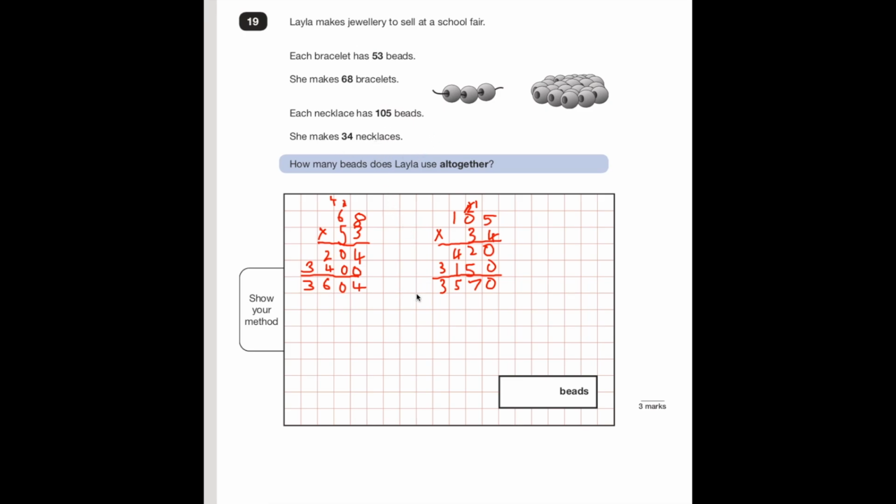So in total, she needs 3,604 for the bracelets, 3,570 for the necklaces, but she's made both of these, so we need to add these together finally. All we need to do is column addition, 3,604 plus 3,570. 4 add nothing is 4, nothing add 7 is 7, 6 add 5 is 11, put the 1, carry the 1, 3 add 3 is 6, add 1 is 7. So in total she needs 7,174 beads to make all these bracelets and necklaces.